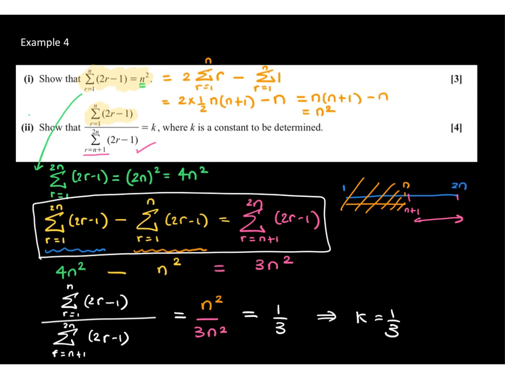A tricky question, and the key part of this question was this part here. So please make sure you understand exactly how we were manipulating the summations to get the summation that started with an r value of n plus 1.